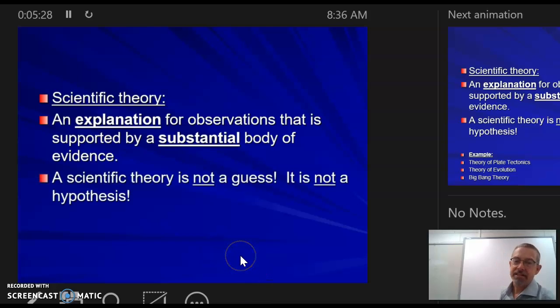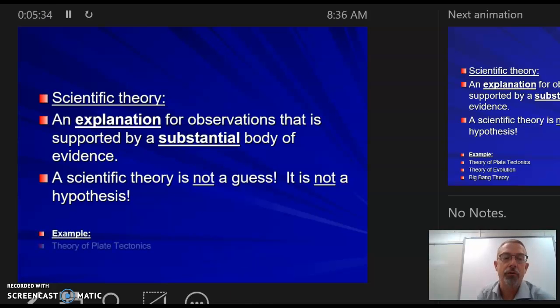A scientific theory is not a guess. It's not a hypothesis. It's an explanation. So, for instance, the theory of plate tectonics explains why we have mountains, why we have earthquakes. It explains why our continents are moving. That is a theory. It's supported by evidence, and it explains why things happen.